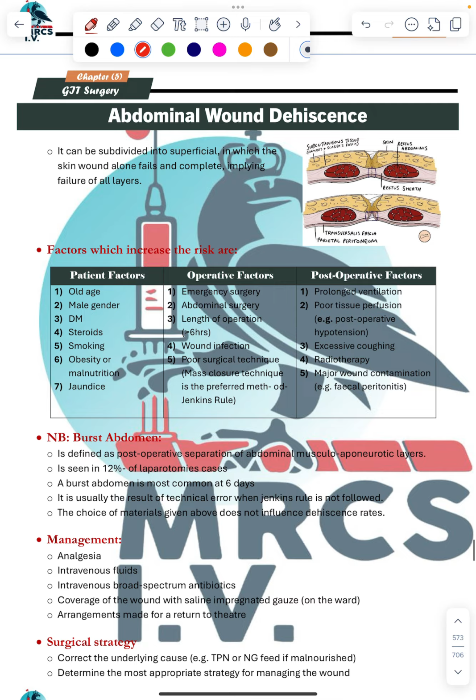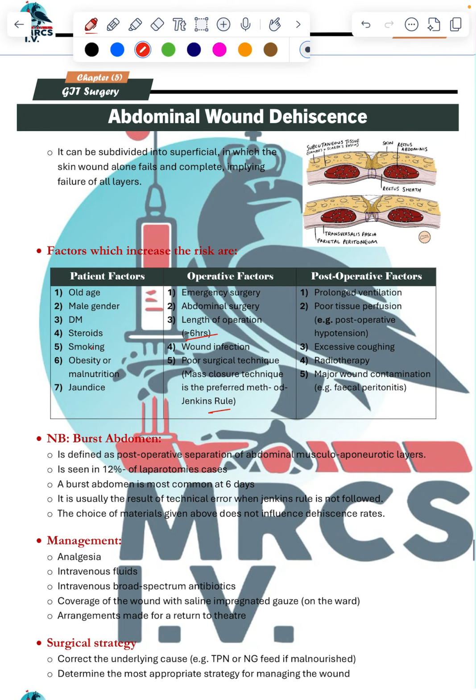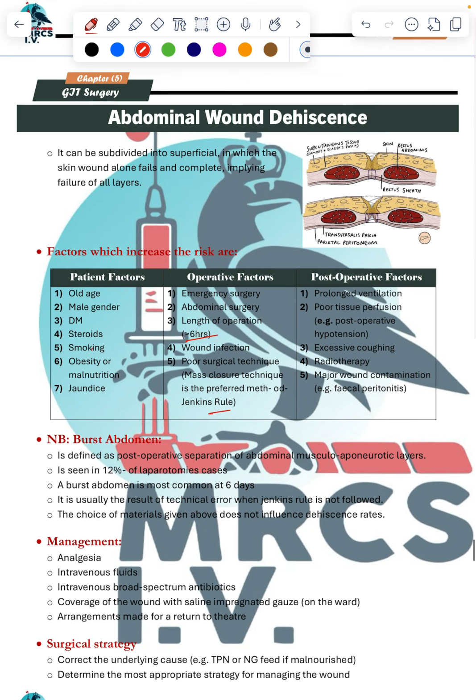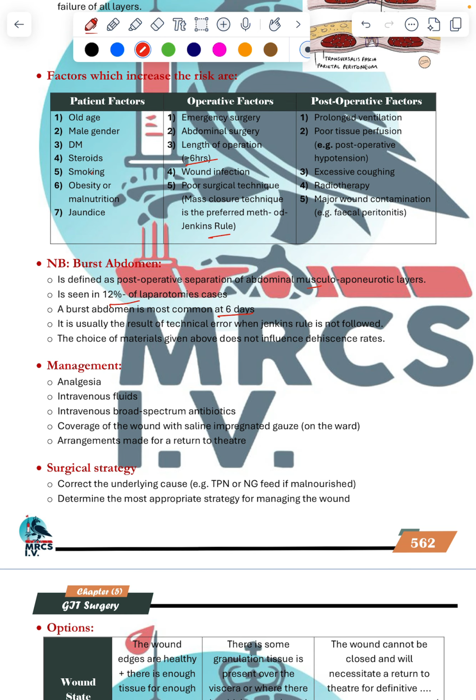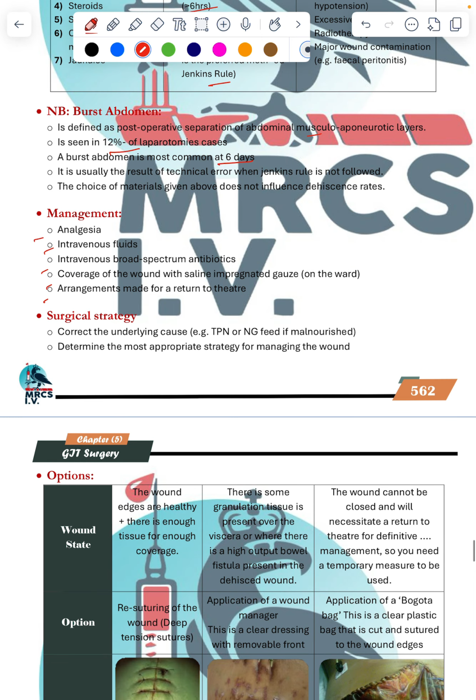Wound dehiscence can be subdivided by factors which lead to an increase in it: old age, male gender, diabetes, smoking. Operative factors: emergency surgery, length of operation more than 6 hours, wound infection, poor surgical technique, if Jenkins rule is not used. Post-operative factors: prolonged ventilation and poor tissue perfusion may lead to burst abdomen. It is defined as separation of the abdominal wall, in about 12% of laparotomy cases, usually after 6 days. Management is by analgesia, intravenous fluids, covering the wound with dressings, correcting the underlying cause, and total parenteral nutrition.